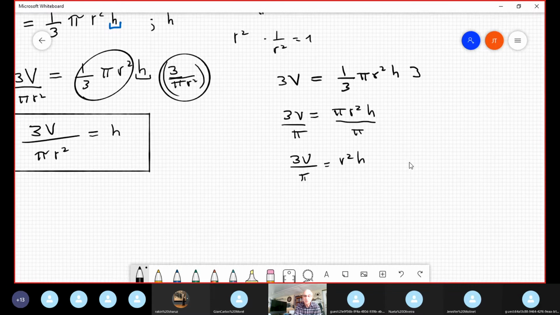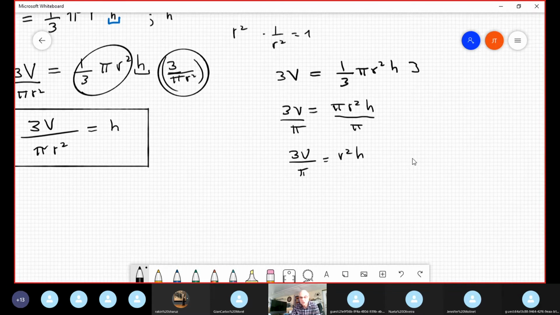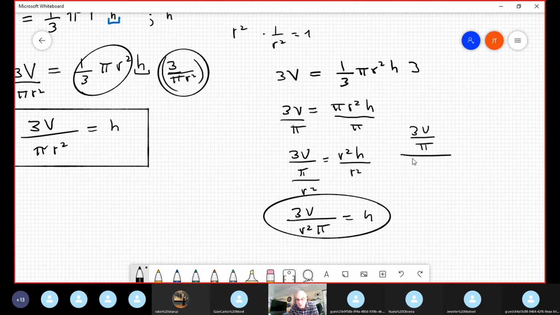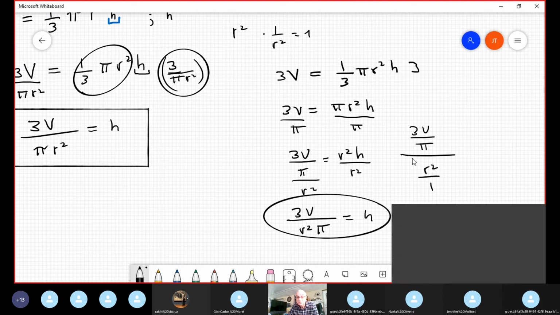Finally, remember my goal is to solve for what? For h. Divide by r squared on both sides. R squared divided by r squared. So 3V over r squared pi, or pi r squared, doesn't matter the order, eh? It's h. Maybe the confusing part here is 3V over pi divided by r squared. So you consider that r squared, this part in the denominator, the denominator of the denominator is 1.